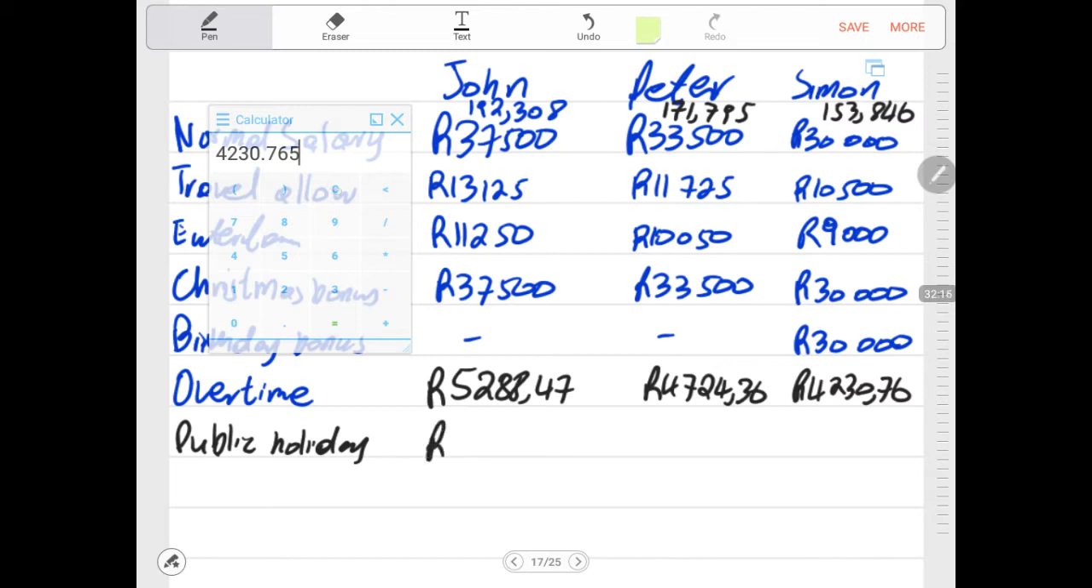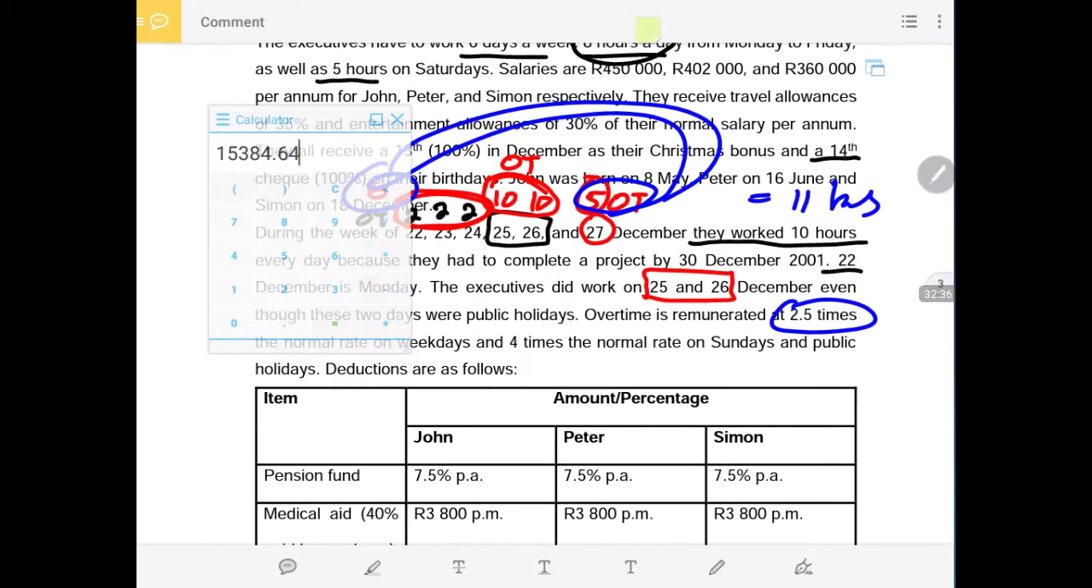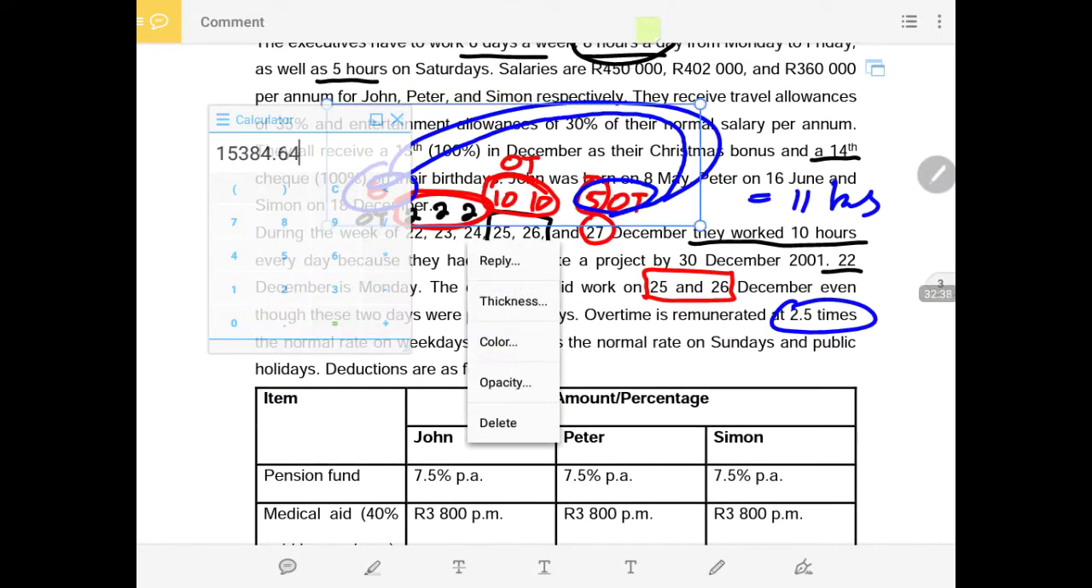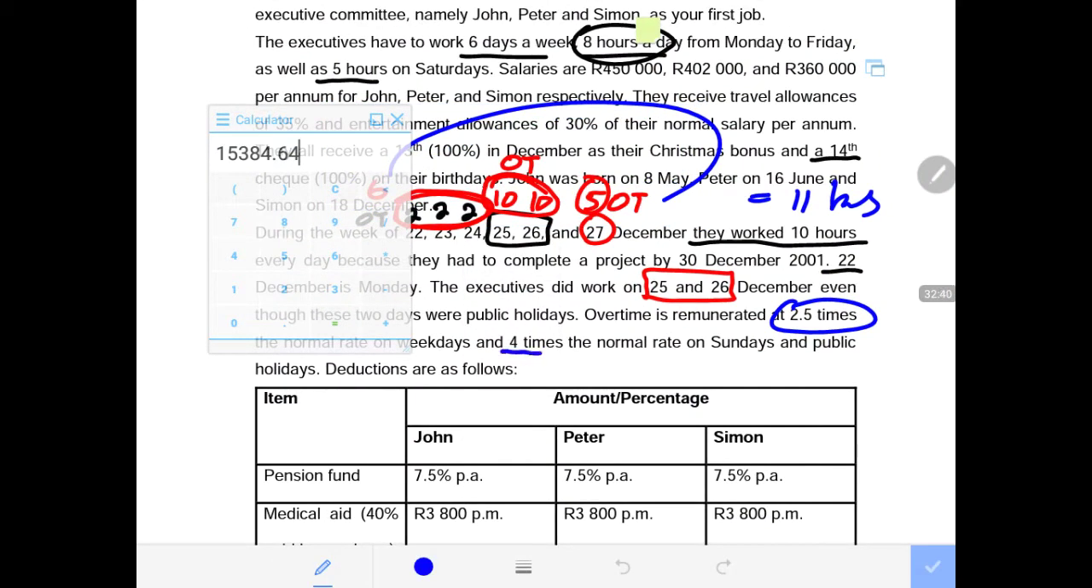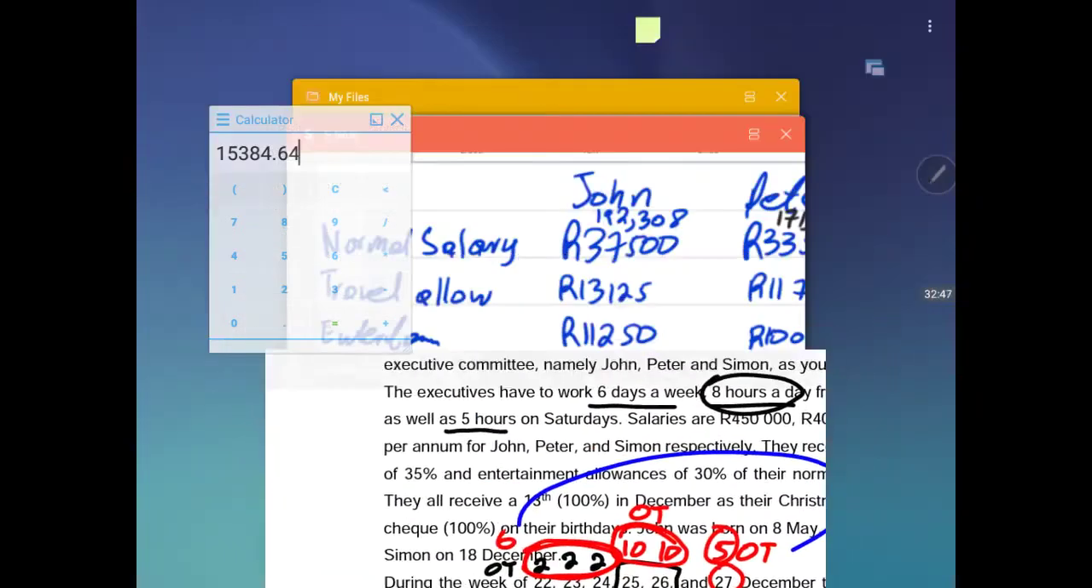Our public holiday, we know that our employees worked 20 hours. Then it's 192.308 times 4 times 20 hours, giving us 15,384 rands 64 cents. Remember, our public holiday was 20 hours and they are paid 4 times the normal rate on Sunday and public holiday.